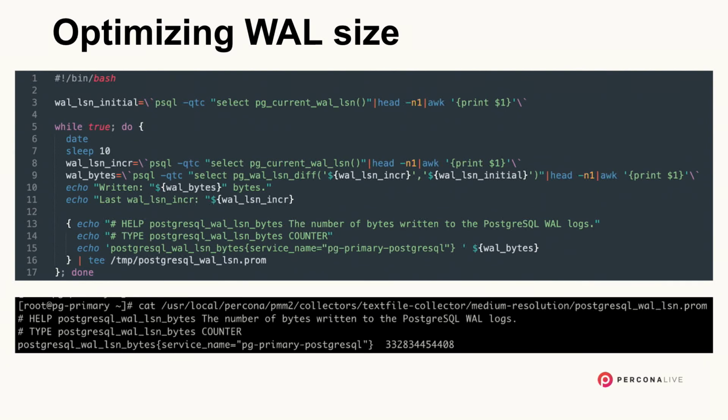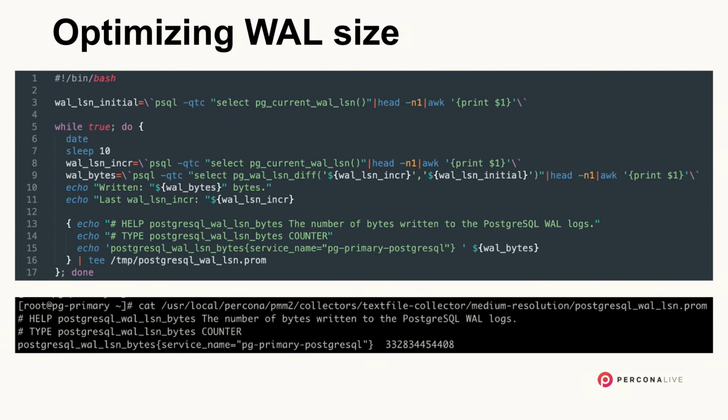So very briefly, what we are doing here is, as the initial state, we are getting the current LSN that has been written to the WALs, right? And then we are going to go into a loop and sleep for 10 seconds because of medium resolution. And what we are going to do is, okay, give me the current LSN, and I will subtract the last LSN that I used, right? So that will give us the difference in bytes from the last 10 seconds, right?